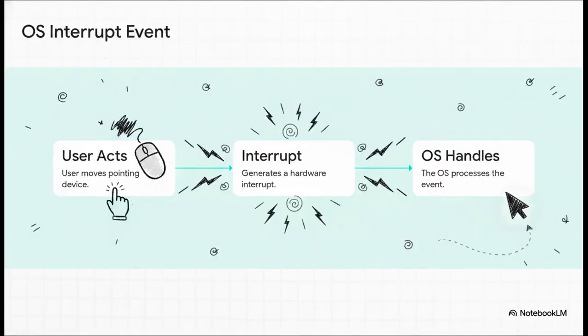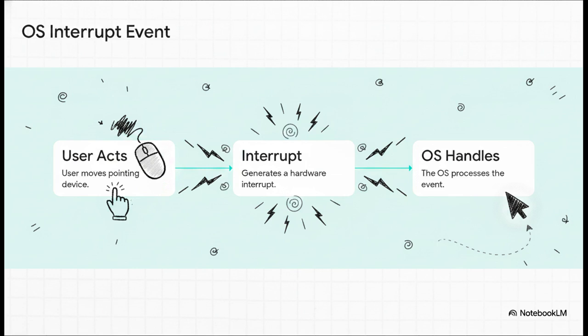with your life. To truly grasp this invisible behind-the-scenes dynamic, let's just walk through a micro journey of something you probably do hundreds of times a day. Simply moving your mouse. Step 1. The user moves the pointing device. Step 2. That physical movement instantly generates a hardware event known as an interrupt.